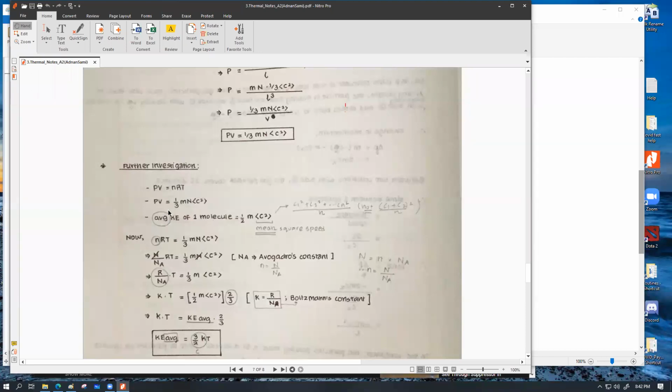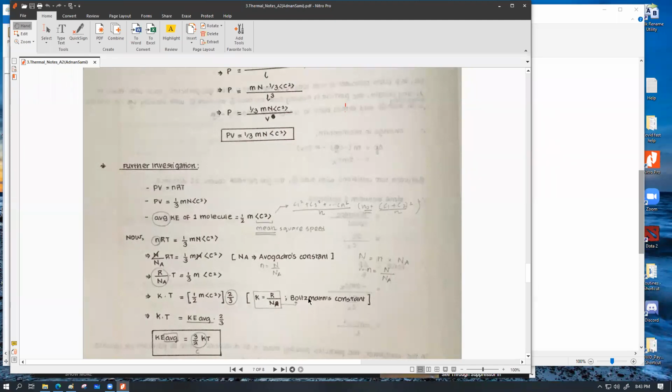So now over here we are going to equate these two equations. nRT equals 1/3 mc square. So n is the mole number. Mole number was converted into N by Na. RT remains same. N cuts off, and then we have R by Na. R by Na is another constant that's called the Boltzmann constant.